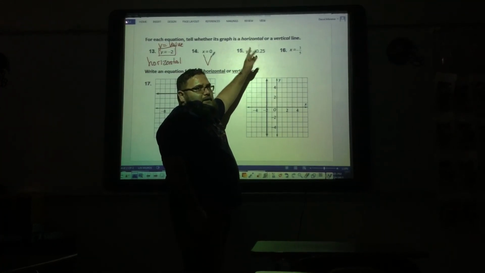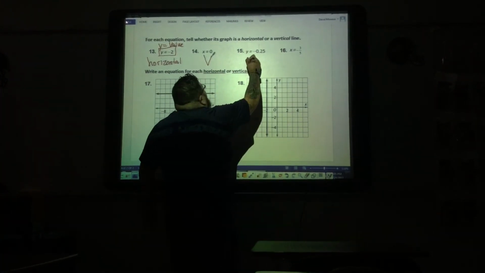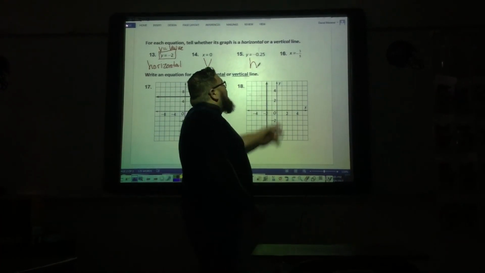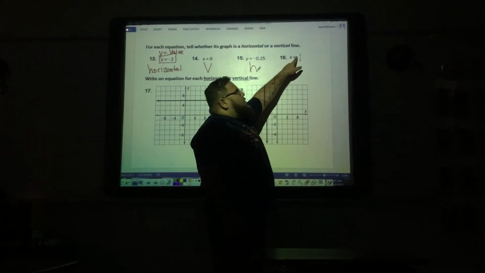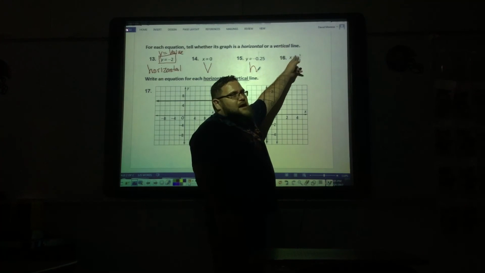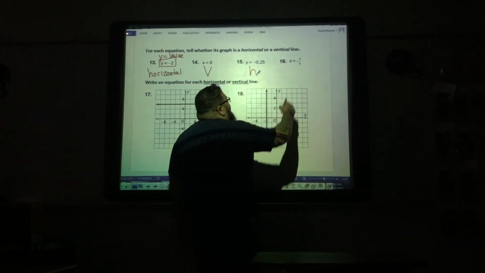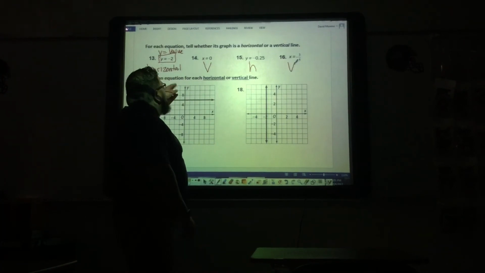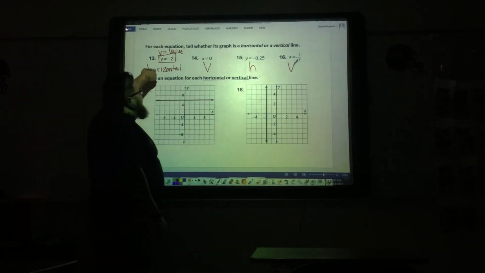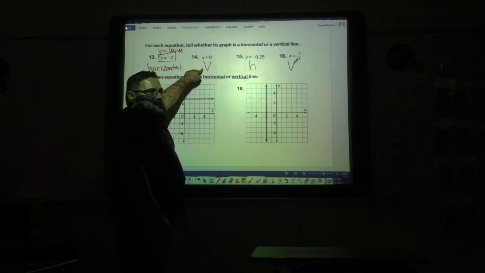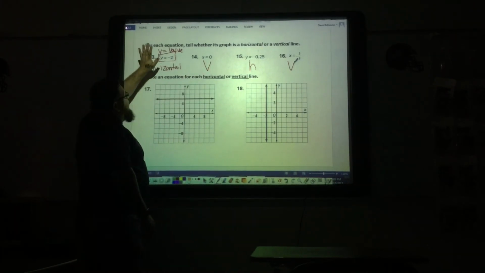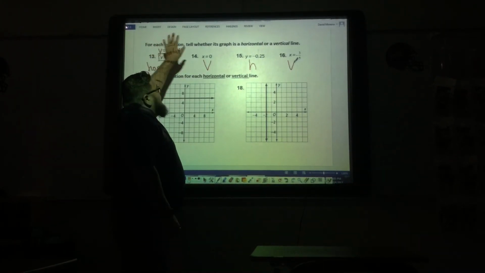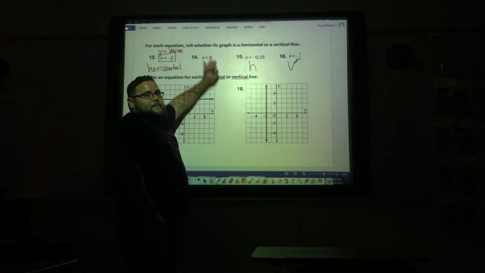Even though it's negative, it's still a number, right? So that's horizontal. And now number 16, x equals a number. Doesn't matter if that's a fraction or a negative fraction, it's still a number. So therefore, that one's vertical. Okay, you see the difference in the two? Y equals horizontal, x equals vertical. Okay, another one, this is 0 slope, this is undefined slope, right?